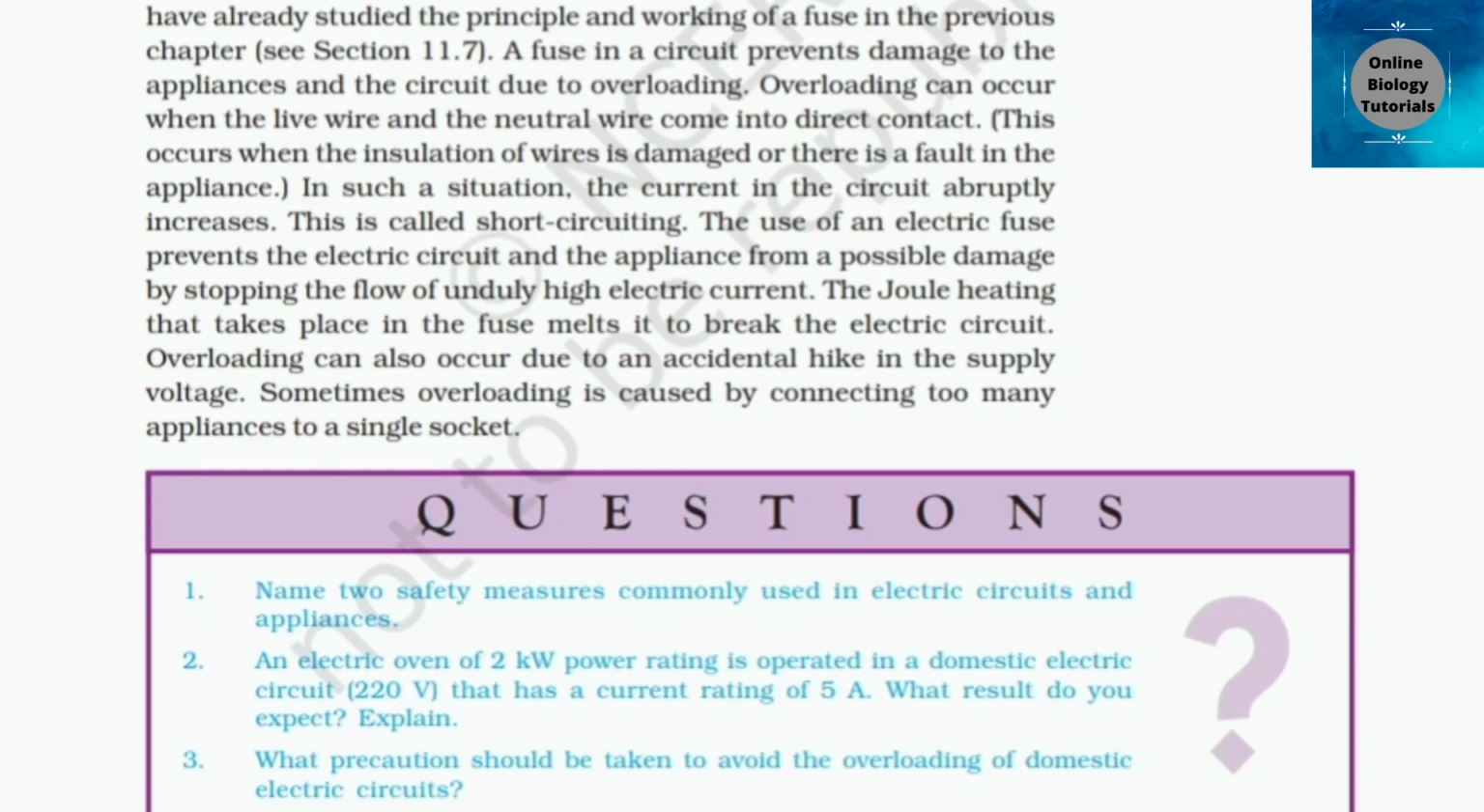Questions. 1. Name two safety measures commonly used in electric circuits and appliances. 2. An electric oven of 2 kilowatts power rating is operated in a domestic electric circuit, 220 V, that has a current rating of 5A. What result do you expect? Explain. 3. What precaution should be taken to avoid the overloading of domestic electric circuits?